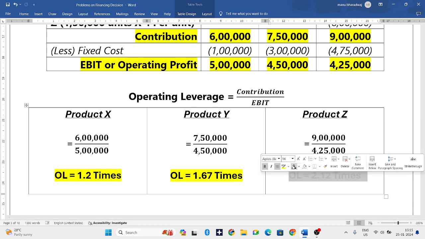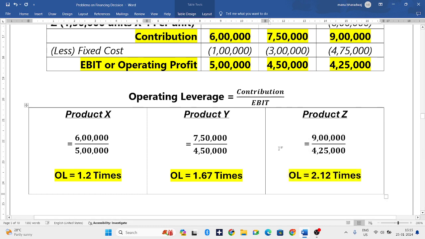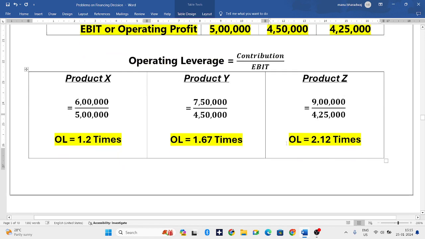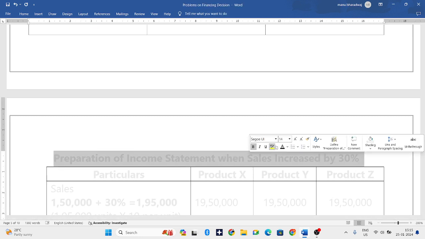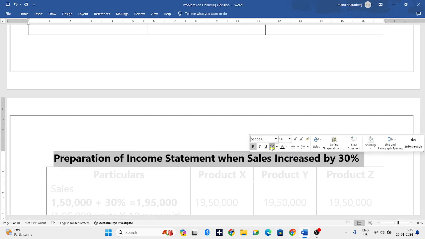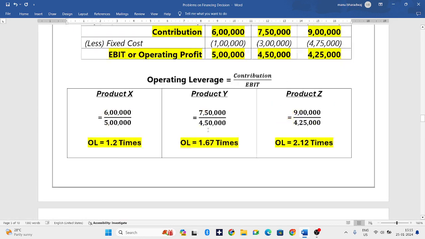You will get the operating leverage that is 2.12 times. So we have found out the operating leverages. Now next we have to prepare an income statement. If sales is increased by 30%.